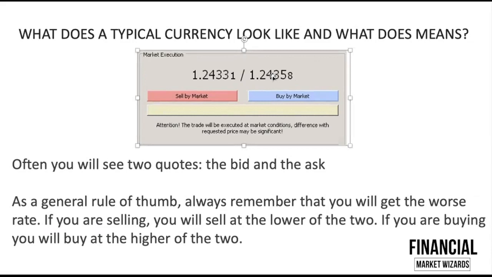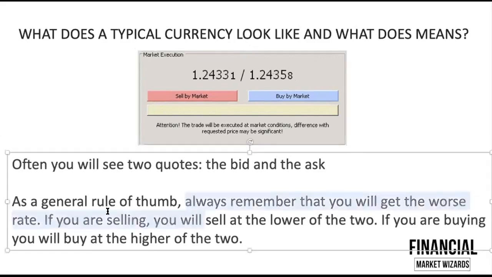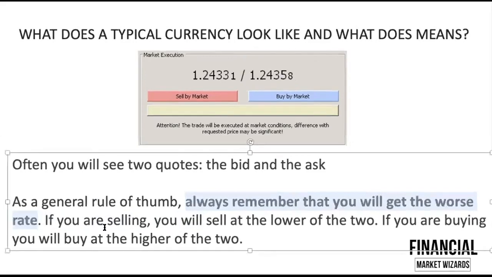So this is MetaTrader 4. You will probably see 2 quotes called the bid and the ask. As a general rule of thumb, how do you remember this? Always remember that you will get the worst rate. This is how you remember it. So what do I mean by that?